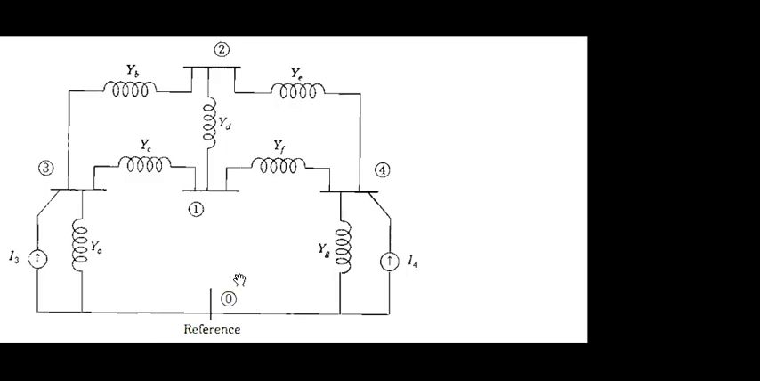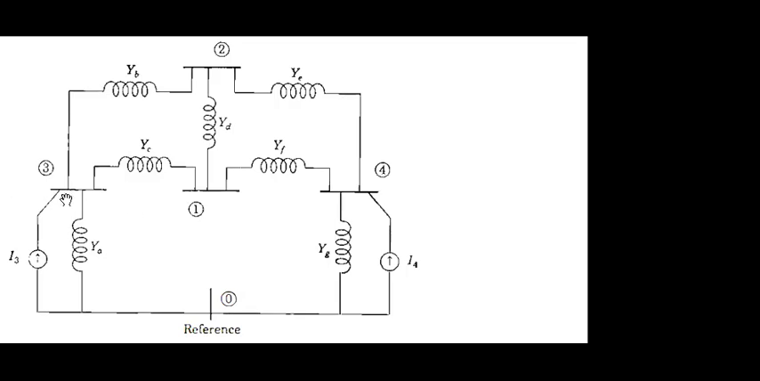So based on that reference node, can we write the nodal equation for node 1, considering the admittance expression? Try to write the nodal equation for node 1. Or can we write it for node 3?